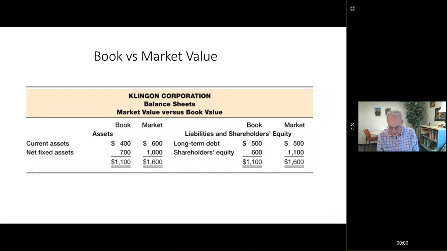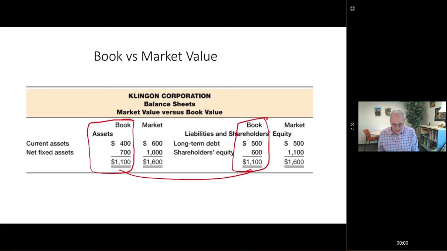So here's just kind of a basic example. This isn't in your notes here, but here we have book value. Okay, book value, they both add up to 1,100. Now imagine that your assets are actually worth more than what they are in the books. Okay, so 600 versus 400 and 1,000. So how would that impact the right-hand side of your balance sheet? Well, your debt wouldn't change. You still owe $500 to the bank. So how much would be owed back to the owners, which we call equity, because that's money that is owed to the people that own the company, would go up.